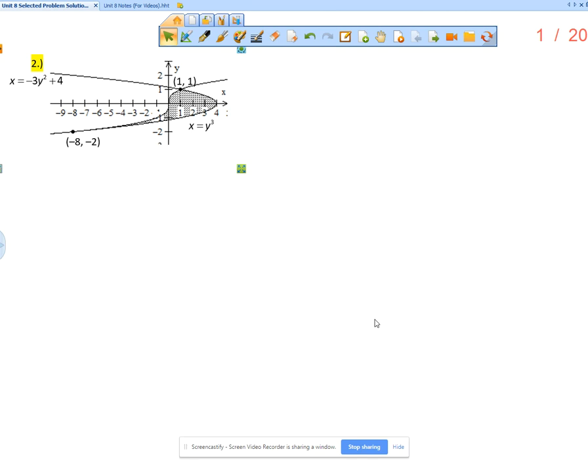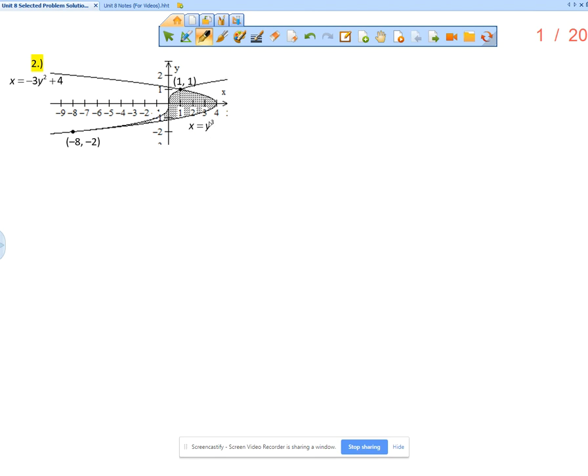This is the solution video for section 8.1, problem number 2. The directions say set up an integral that can be used to find the area of the shaded region. We have this shaded region here, and you can see that this curve, x equals negative 3y squared plus 4, is this sideways parabola here. And then we have this other curve here that is x equals y cubed.